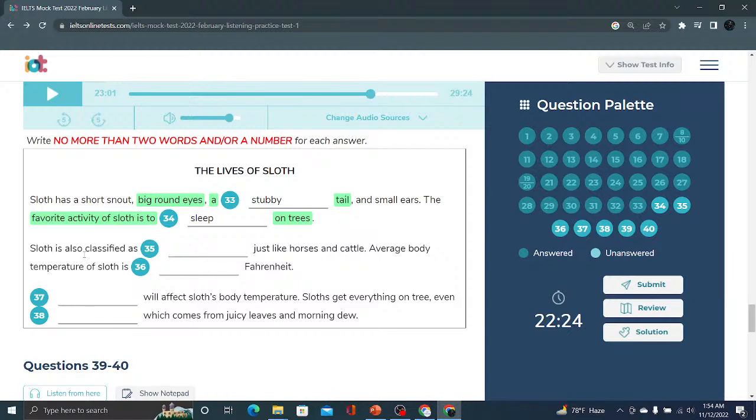Okay, let's move on. Sloth is also classified as blah blah, just like horse and cattle. Let's listen to it.